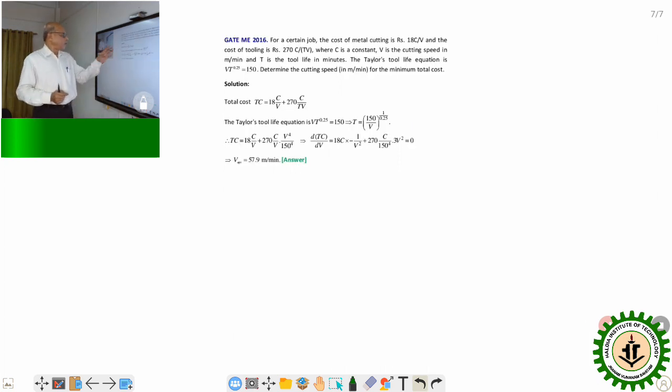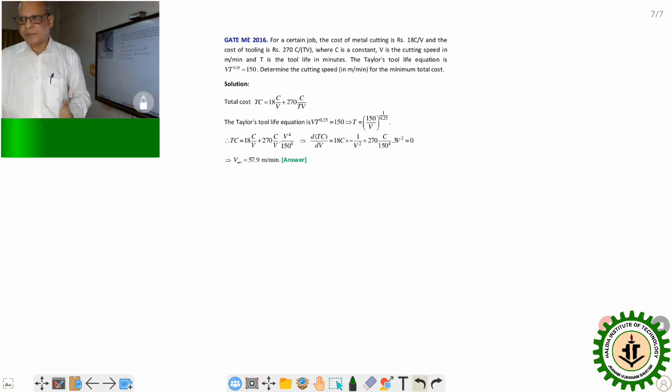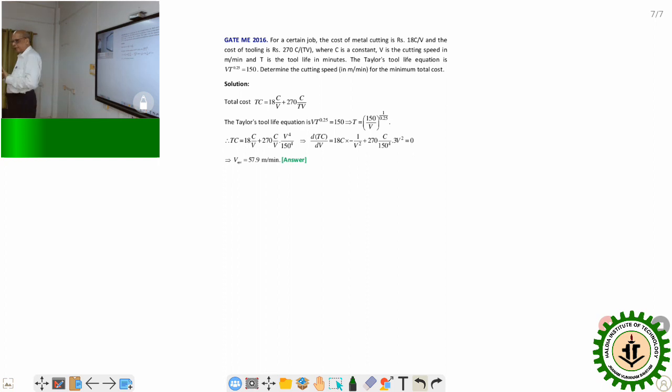This is the last problem. Although it is related to the CNC, it can be considered under the purview of basic metal cutting. There is a chapter called Economics of Machining. There, from the optimization point of view, this sort of discussion takes place.